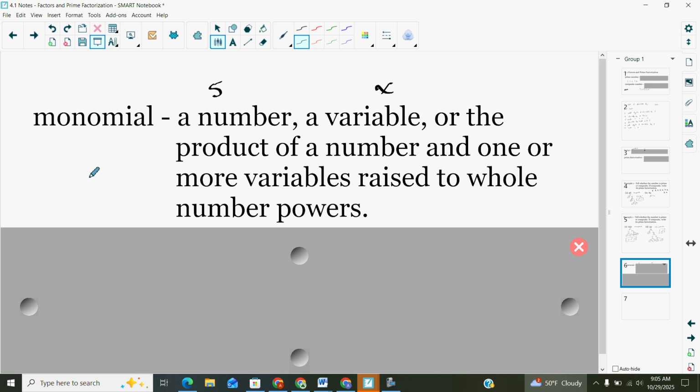So like 10x to the 11th, y to the 5th is a monomial. 3 is a monomial. w squared is a monomial. 3 plus x, not a monomial. I've got this plus sign in between. I'm not taking the product. Product means multiply. It is not the sum or difference. If I have plus signs in there anywhere, it is not a monomial.